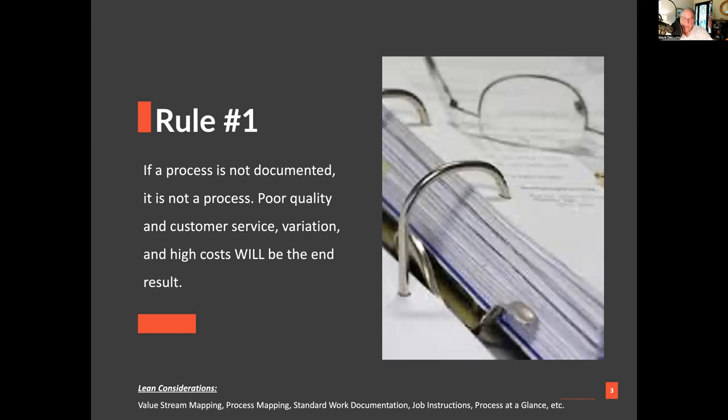Okay. You mean to tell me 30 of your sales guys have a cost value selling process? They all do it the same way, and there's no variation, and it's not written down, right? You're trying to tell me that. So my rule is if you can't email it to me, it's not a process. Okay. What happens? Poor quality, poor customer service. You get variation, high costs.